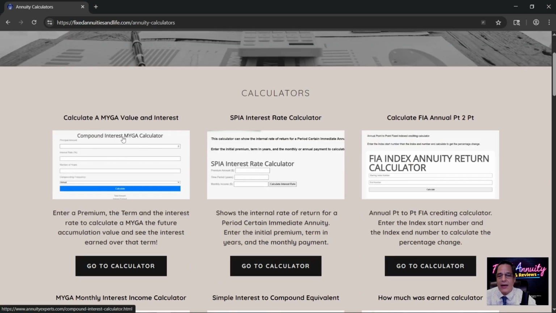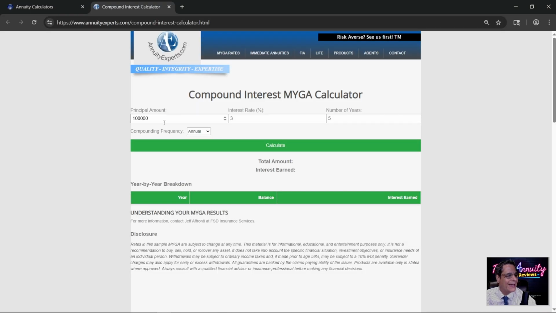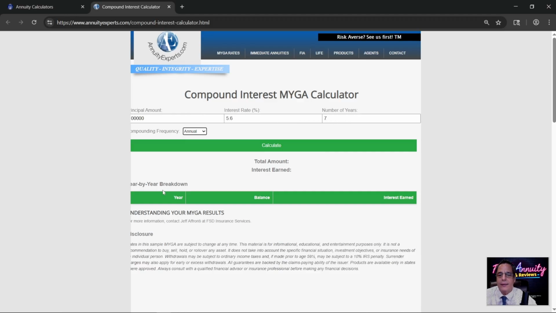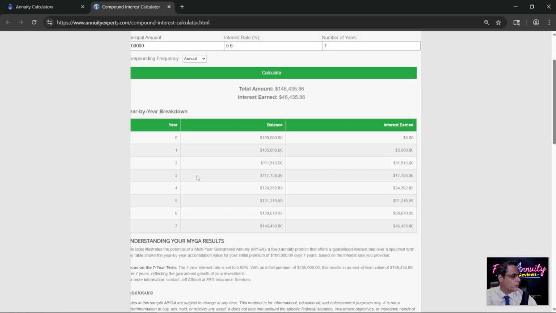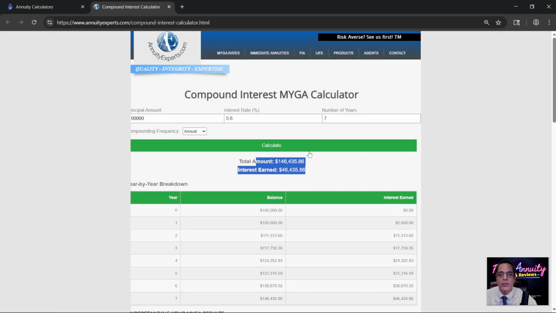Calculate a MYGA value in interest. Okay. So the idea here is you put a principal, let's say 100,000, you put your interest rate in, we'll say 5.6, and we'll call that the 7-year rate. You go ahead and hit the calculate button. And what that'll do is break down year by year what this MYGA would return, assuming no withdrawals, of course. So as you see, 100,000, 105,600, 111, and it shows you the end value, tells you the total amount you'll end with, the interest earned, all that good stuff, right? So simple, really easy way to calculate a MYGA.